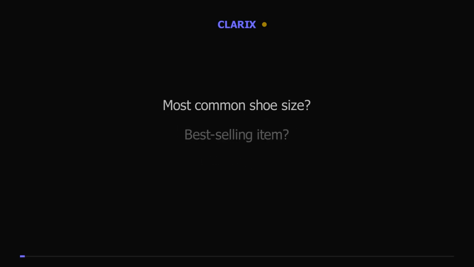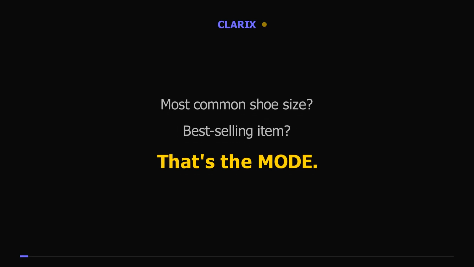What's the most common shoe size in a shop? The best-selling item? That's the mode. The value that shows up most often. For grouped data, you can't just eyeball it, so there's a formula. In this video, we'll nail the mode, then draw ogives. The cumulative frequency curves that let you read the median straight off a graph.